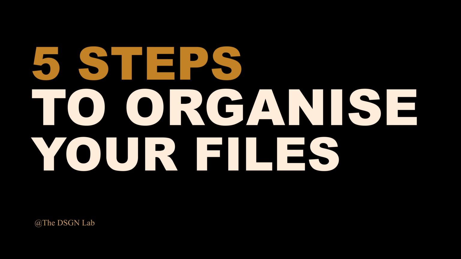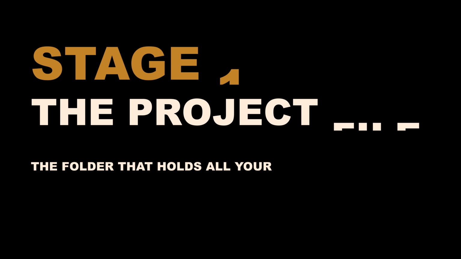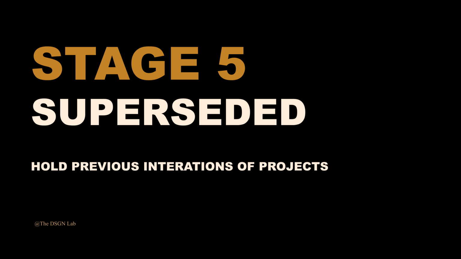Before we get into it, the system has 5 stages, each of which will have its chapters, so feel free to skip sections if needed. The stages are as follows. Stage 1, project file itself. Stage 2, links. Stage 3, resources. Stage 4, supplied. And Stage 5, superseded. I'll explain each of the folders and the functionality on how it should be used. Feel free to take the ideas that I talk about and tweak them for your own workflow.